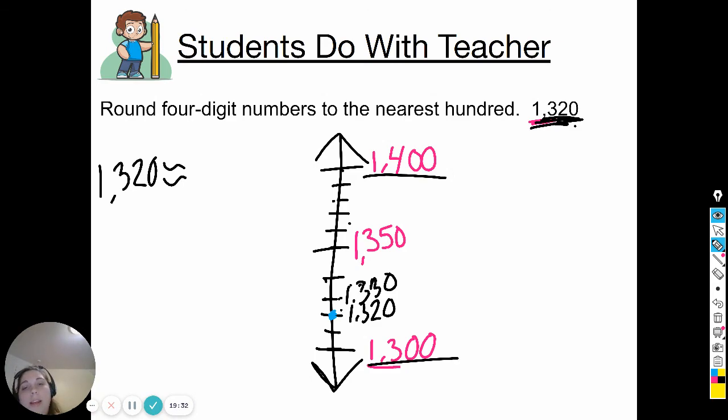So our point is below the halfway mark, which means we round down. So we round down to 1,300. 1,320 rounds to 1,300. Okay, so very similar to what we did yesterday, except now we are looking at the hundreds place instead of the tens place.